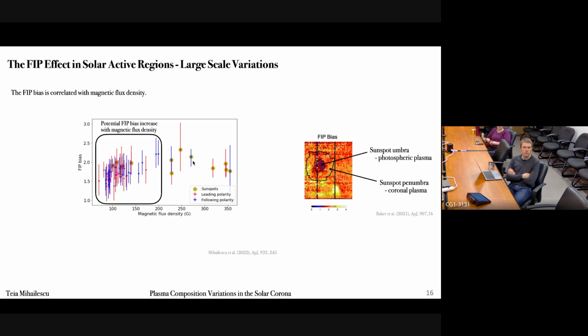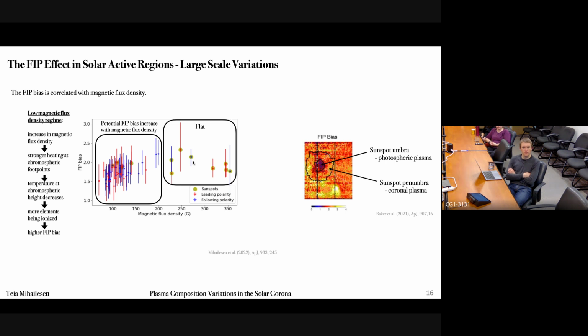One potential explanation that we found for this is that in what I'm going to call the low magnetic flux density regime, if we increase the magnetic flux density, then we get stronger heating at the chromospheric footpoint, which is going to create stronger ionization of the low FIP elements there, and it will lead to a higher FIP bias. But this doesn't seem to continue past about 200 Gauss. So in this region, the plot seems to flatten out.